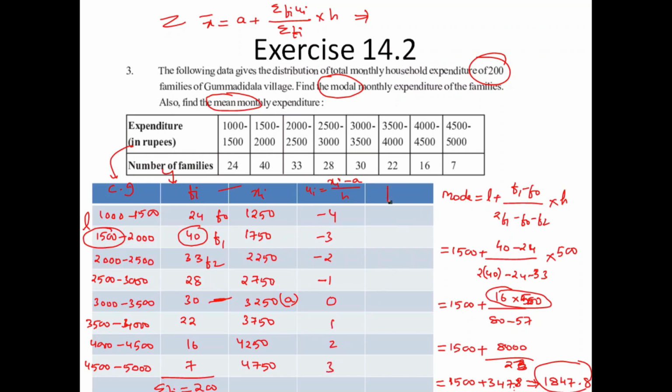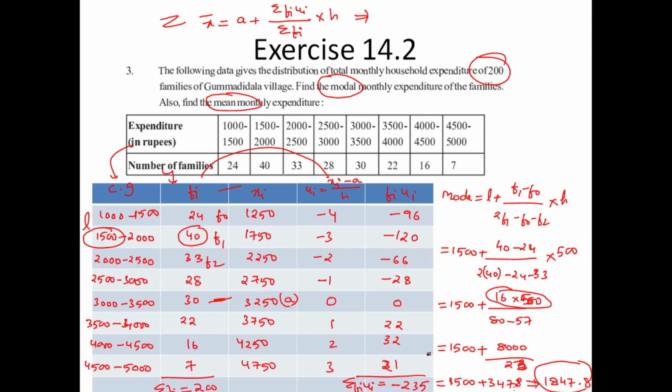Now sigma of f_i into u_i: you need to do these two multiplications. When I do that, the result is 96, minus 120. Here I'll get minus 6, here minus 28, here 0, here 20, here 32, here 31, here 21, right? So sigma of f_i into u_i, if you solve this, we'll get minus 1035.